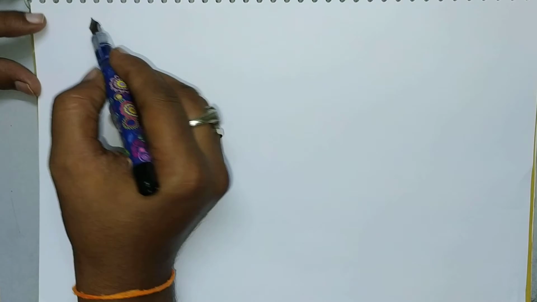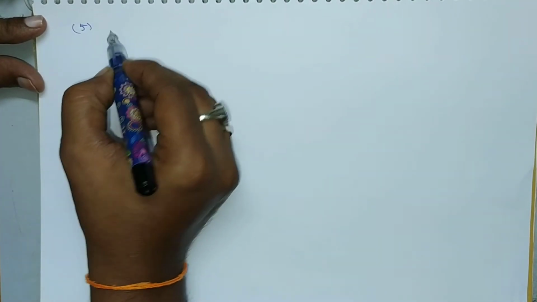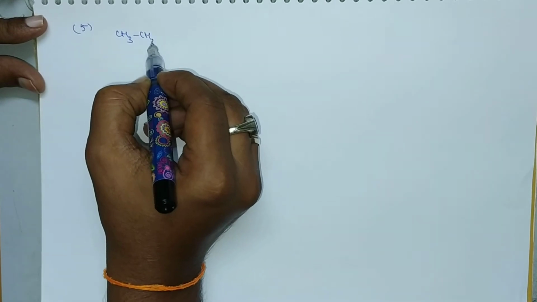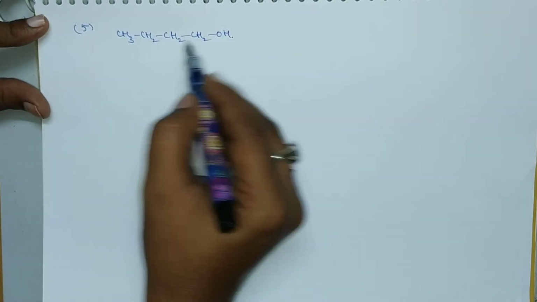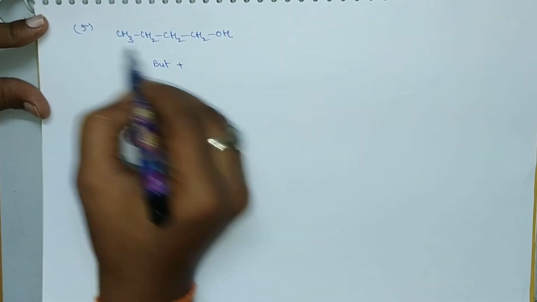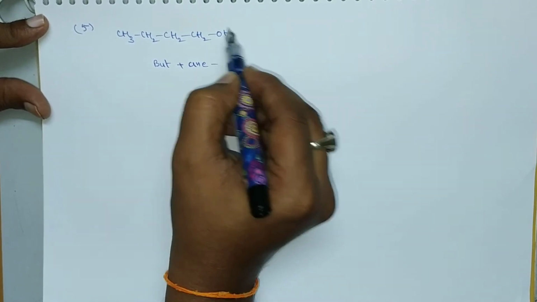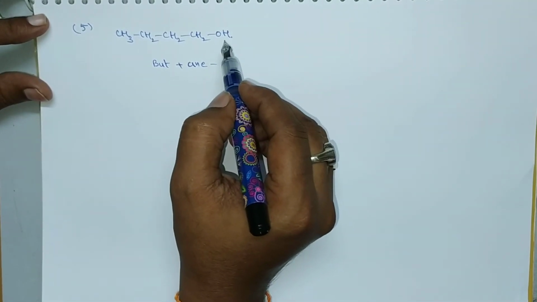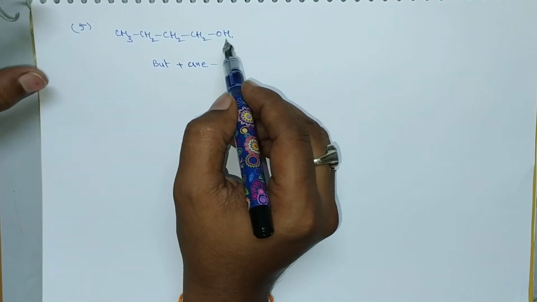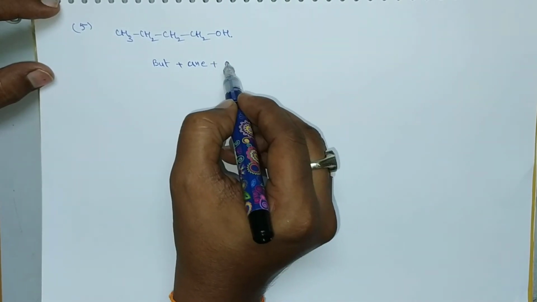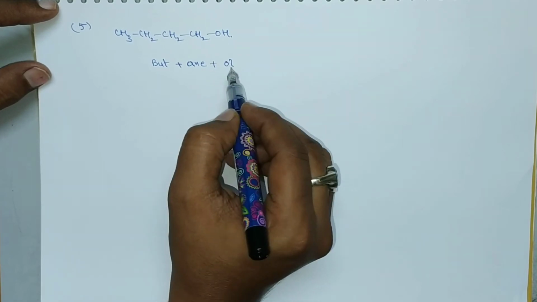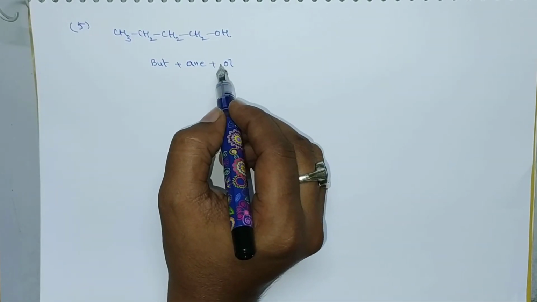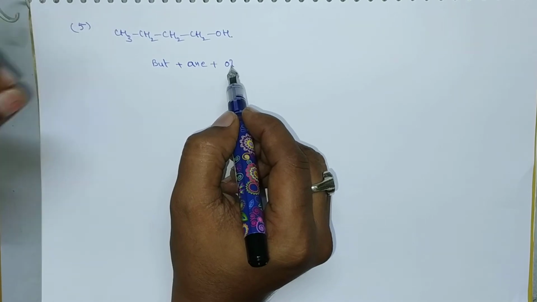Next example. Let us take this example. The root word is but, and all are single bonds, so ane. The functional group is OH here. Functional group OH means this belongs to alcohol. If the functional group is alcohol, we have to write ol at the place of secondary suffix.